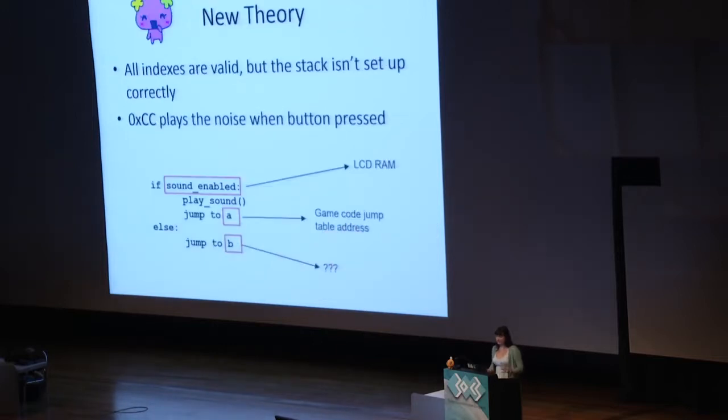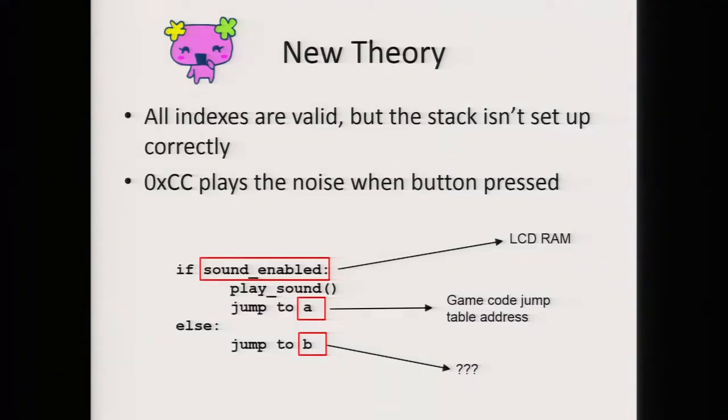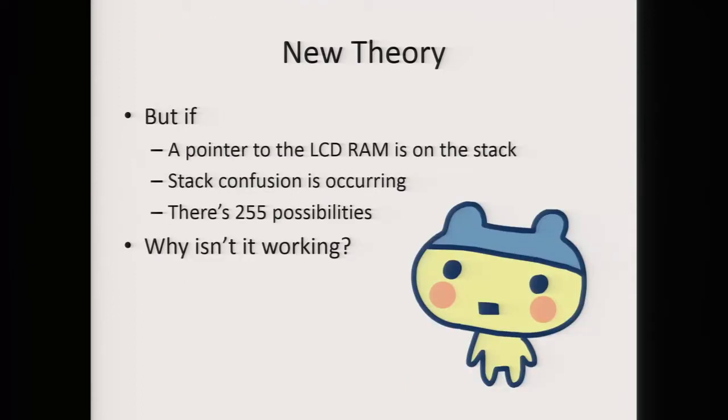So I came up with kind of a new theory, which was that all the indexes were valid, but maybe it was something else that was causing the freezing. Maybe the stack wasn't set right, maybe memory addresses weren't set right, maybe registers weren't set right. And then I came up with a theory why I was hearing the noise. Maybe it's checking if sound is enabled, but it's accidentally checking the LCD RAM because something's corrupted, and then it's playing a sound, and then maybe it's doing jumps based on corrupted memory, which would cause, based on this bit, for it to sometimes play sound repeatedly and sometimes not. But this started to drive me crazy.